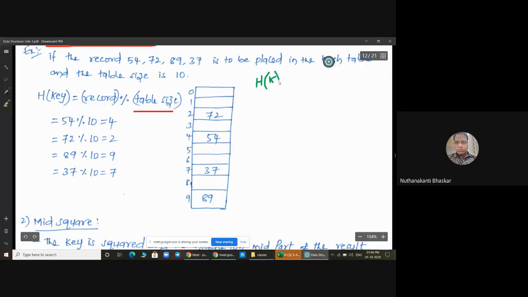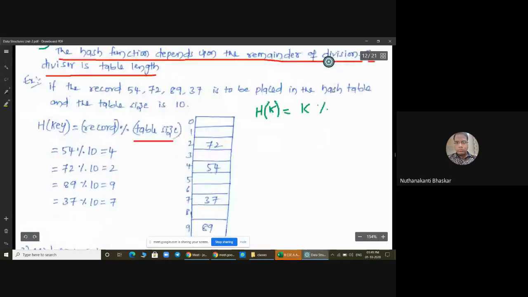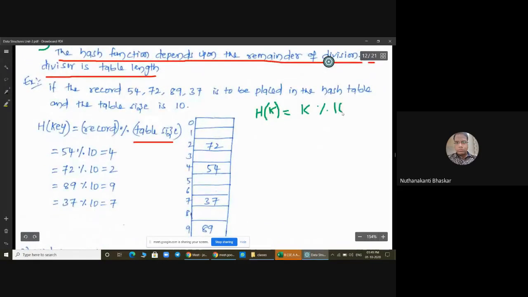K is my input. Now K mod here, I want to use 10 for this hash function. For example, I want to use 10. Don't think it is always 10, you can take anything. This is the division method. Now, what is the size of the table I have to consider in the hash function? Tell me. 10. Very good.